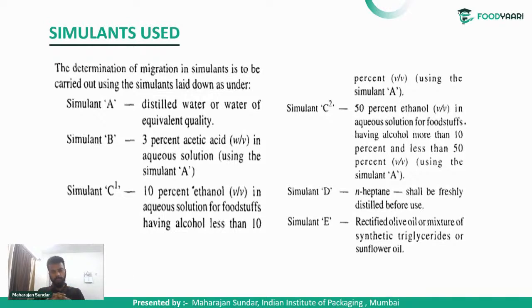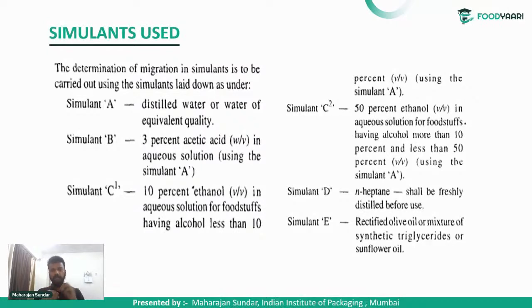For the flexible packaging technique, we have to take a sample of 125 by 200, and we will take the simulant which is listed here. Simulant A is distilled water, and simulant B is 3% acetic acid in aqueous solution of distilled water. Simulant C1 is 10% ethanol, and simulant C2 is 50% ethanol in aqueous solutions. Simulant D is n-heptane. Simulant E is rectified olive oil, or a mixture of synthetic triglycerides, or sunflower oil. We will take these simulants based upon the nature of the product.